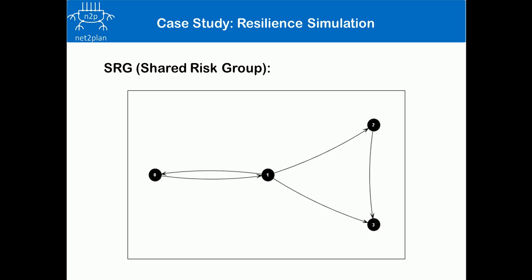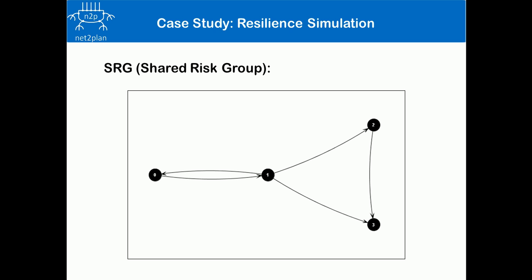The resilience simulation tool is based on the shared risk group concept, SRG. A SRG is a set of links and/or nodes that are assumed to share a potential cause of malfunction. Thus, when a malfunction occurs, all of the elements in the SRG fail simultaneously.